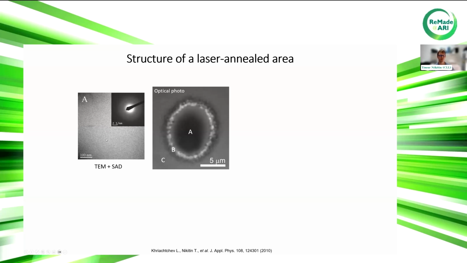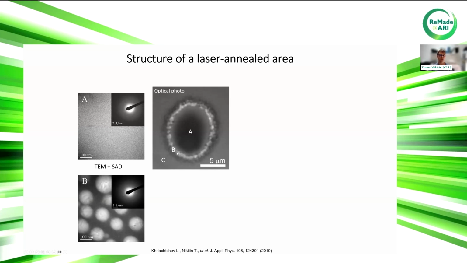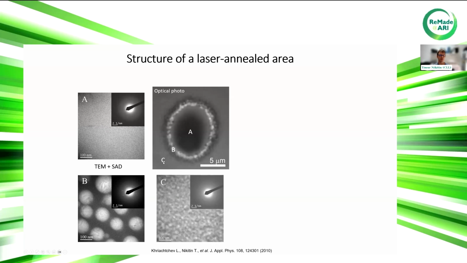The center is basically amorphous silicon dioxide, completely free from silicon excess. We don't see any structures here in TEM. Then the ring area, B, is filled with large silicon nanocrystals. Some of them are larger than 100 nanometers. And the area outside, of course, is the pristine area, which has small silicon nanocrystals.